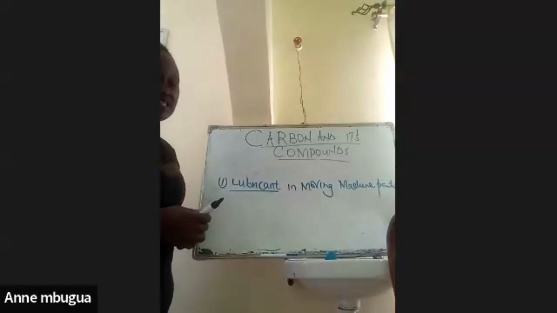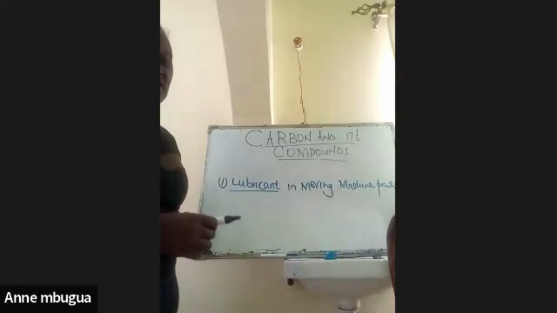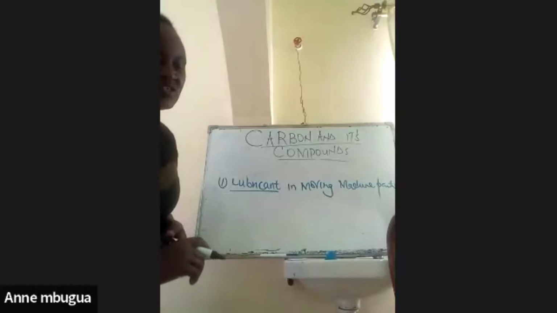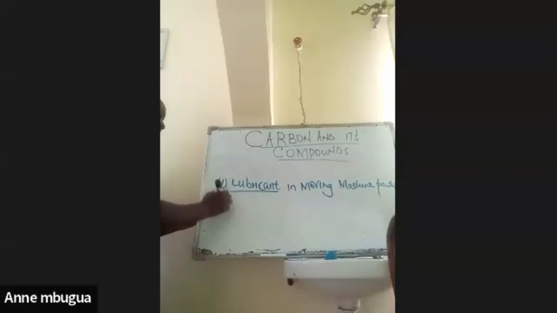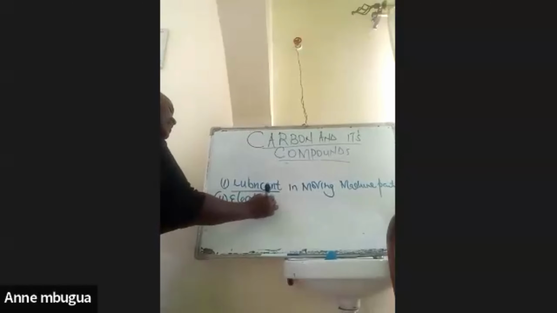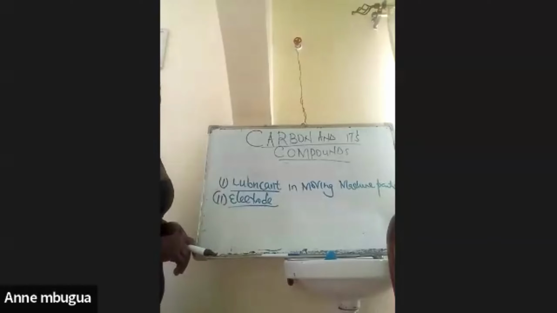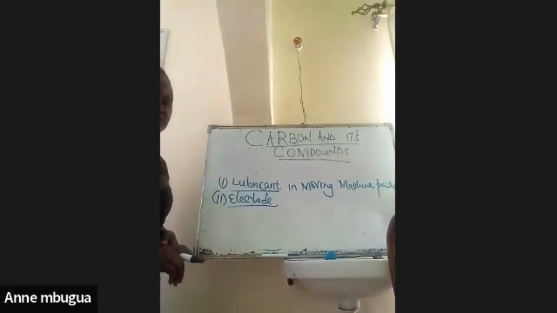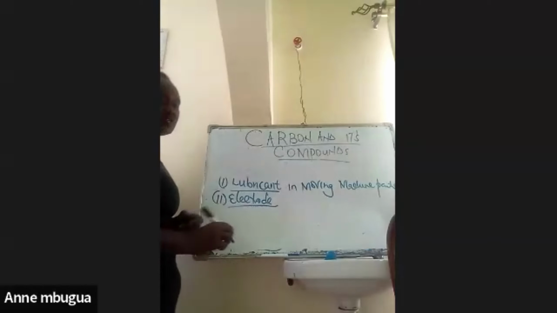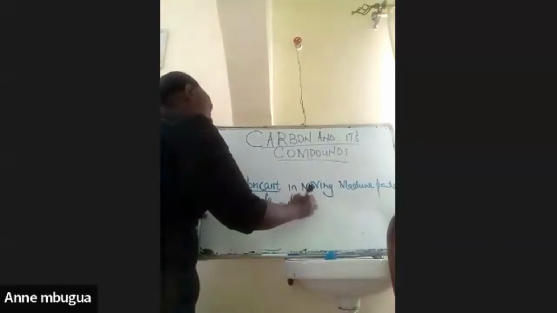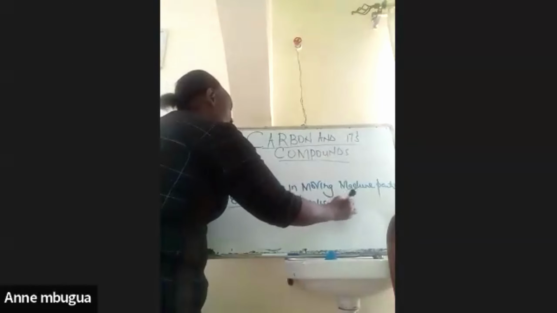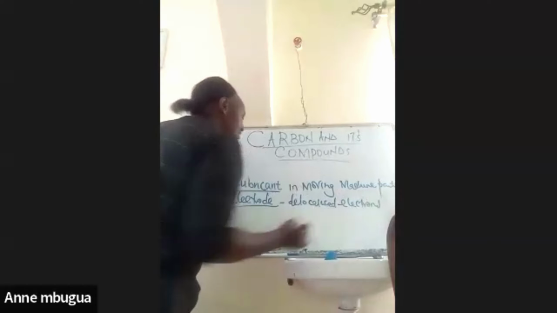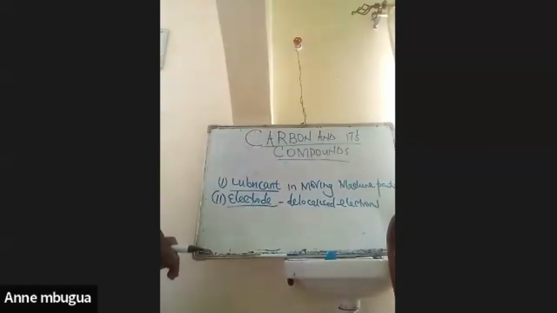The other use of graphite is that it is used as an electrode. Again, in terms of structure and bonding, explain why graphite is used as an electrode. This is due to the presence of delocalized electrons in its structure.